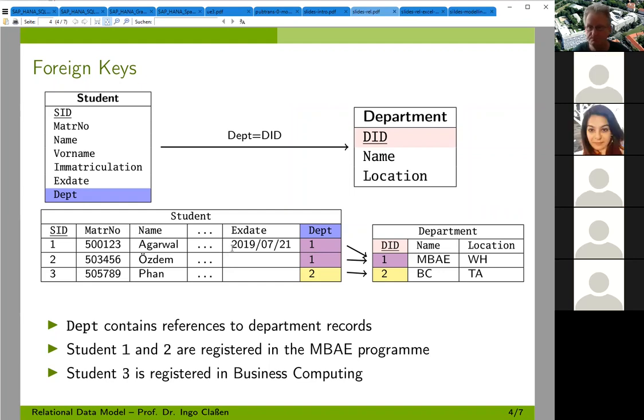Professor, in addition to Sanket's question, normally in one table there should be one primary key, but how can foreign keys be multiple? Can we use multiple foreign keys, or should it also be just one?